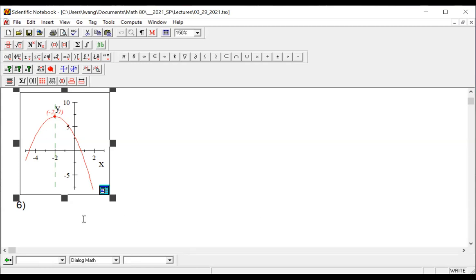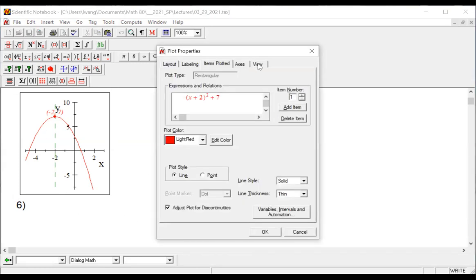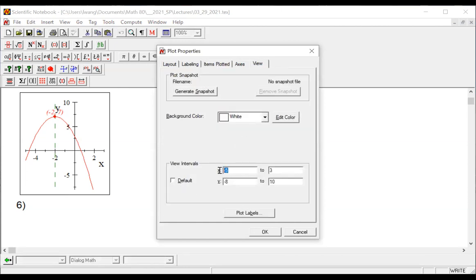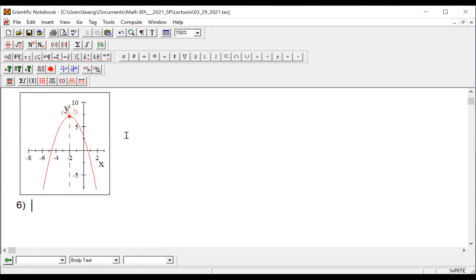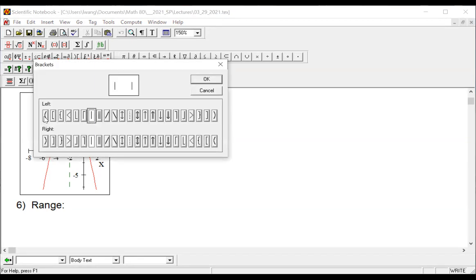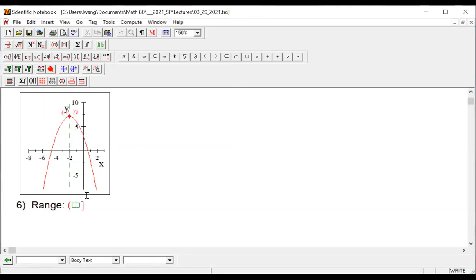So this is the final curve. If I ask you, what is the range of this function? The range is about how high it can go and how low it can go. Obviously, this opens down. The range would be from negative infinity to 7, because 7 tells the height.